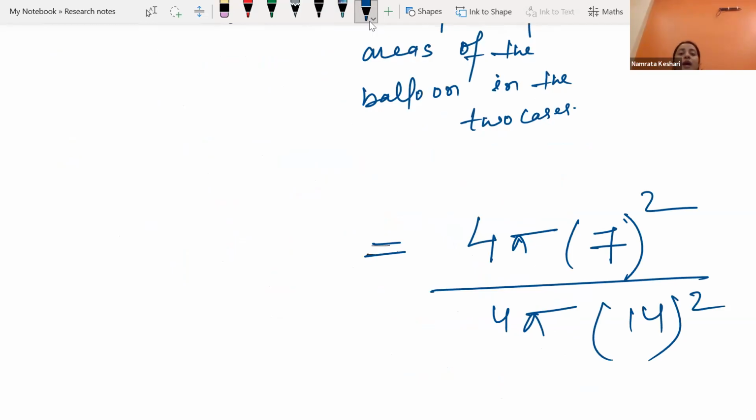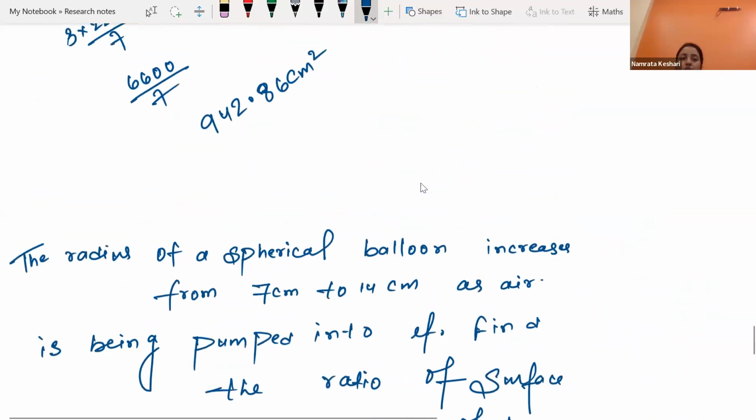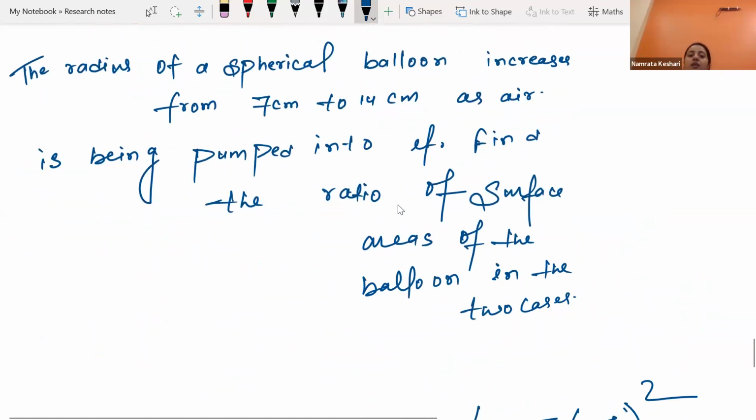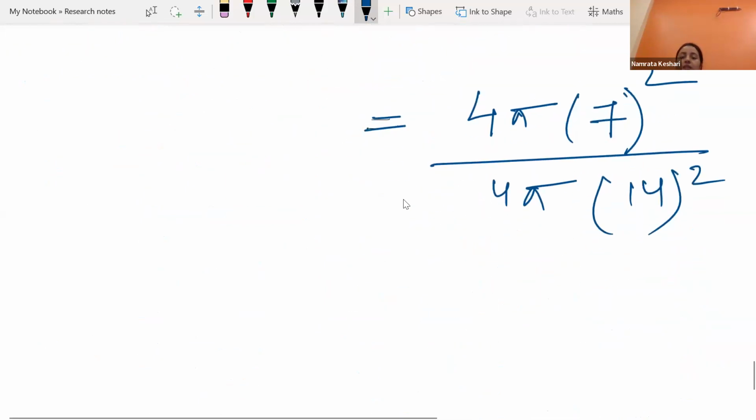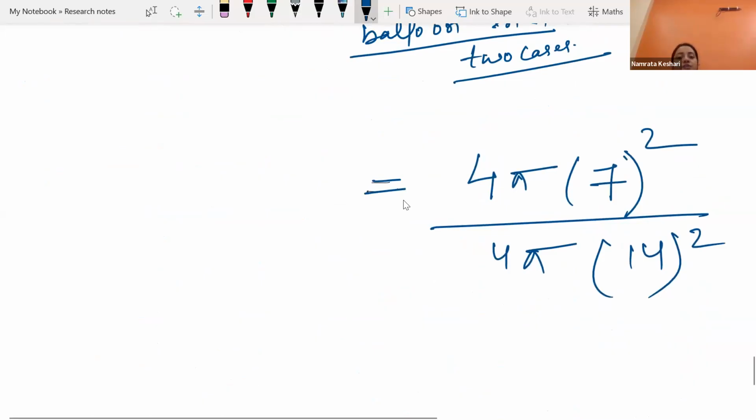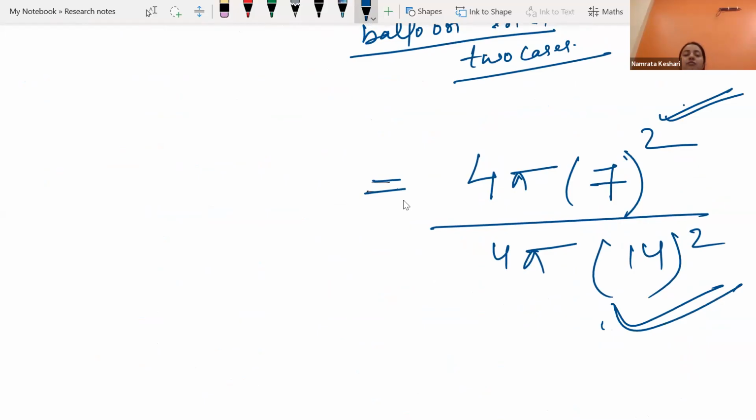Yes, we can do directly also, and let me tell you, it will be simpler when you do it like this, because basically we need to find the ratio. Read it carefully. Find the ratio of surface area of the balloon in two cases. So if you write the formula directly, in the first case this is the formula which will give the surface area. In the second scenario, this is the formula again which will give the surface area. If you write it directly, you will find that 4 pi is gone.